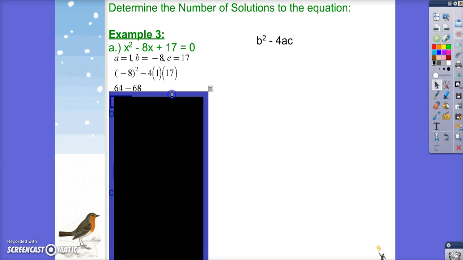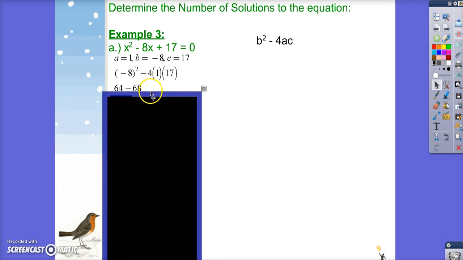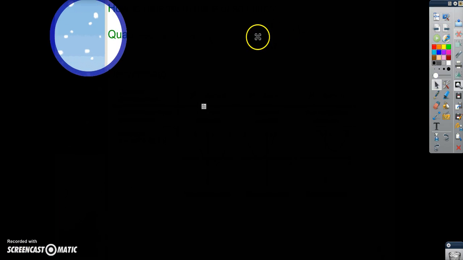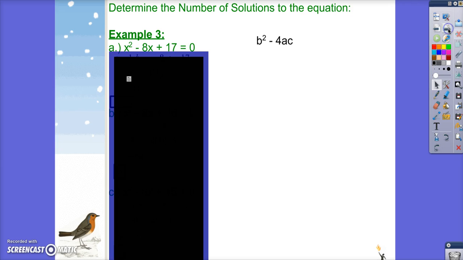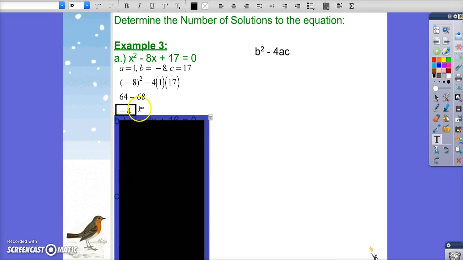And we plug that into b squared minus 4ac and solve. We now get 64 minus 68. 64 minus 68 is negative 4. Now that's my discriminant. If I go back for a second, if you look back to your notes, if it's less than 0, we know negative 4, which is my discriminant, is less than 0.